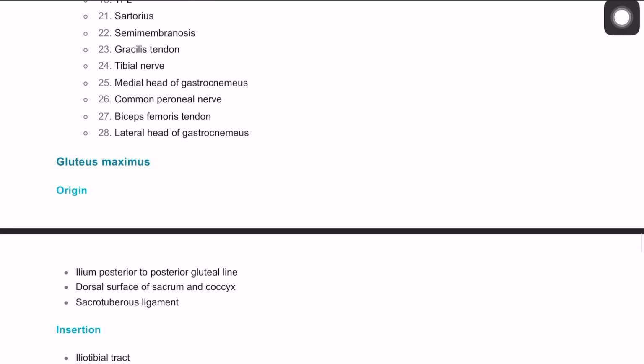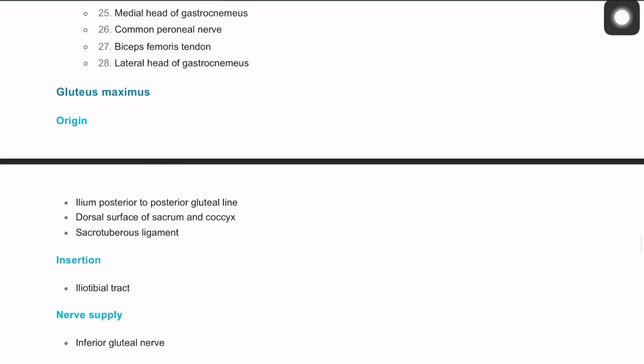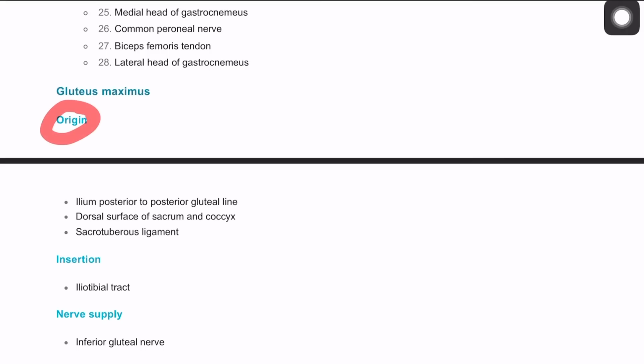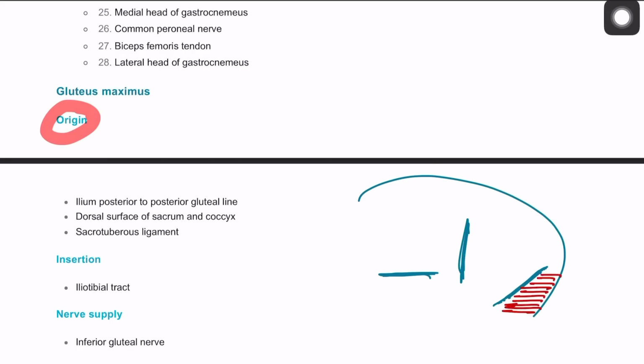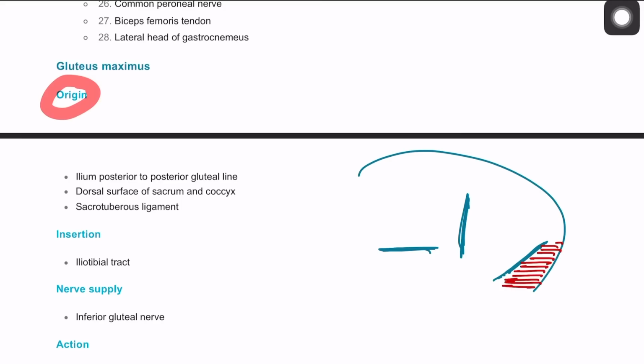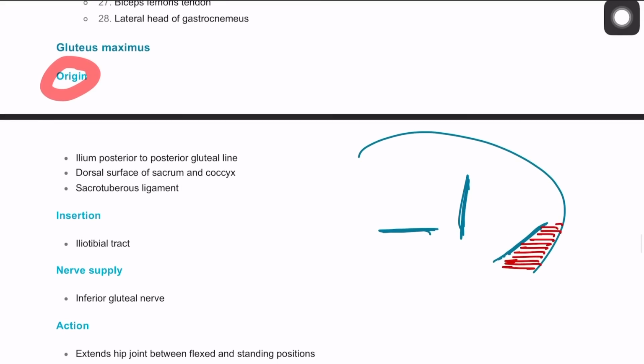Very quickly, gluteus maximus. We mentioned the origin early. If you remember when we mentioned the ilium, which was a big bone, we had three lines. You had the posterior gluteal line, the anterior gluteal line, and then the inferior gluteal line. So the gluteus maximus arises from the ilium just posterior to the posterior gluteal line, and the dorsal surface of the sacrum as well, and the sacrotuberous ligament. The insertion, as we mentioned, goes to the iliotibial tract, which will be on this slide.